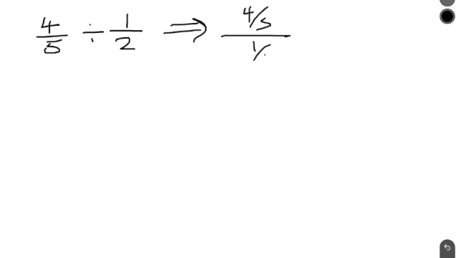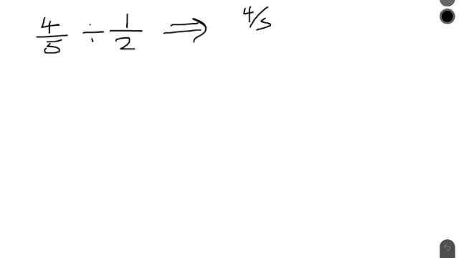So let's make one up real quick: 4 over 5 divided by, let's say, 1/2. We may see it like 4/5 divided by 1/2. That's another way of representing it too. Either way, we'll figure out how to actually solve that problem.